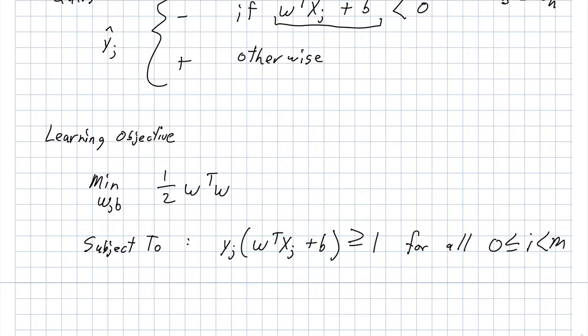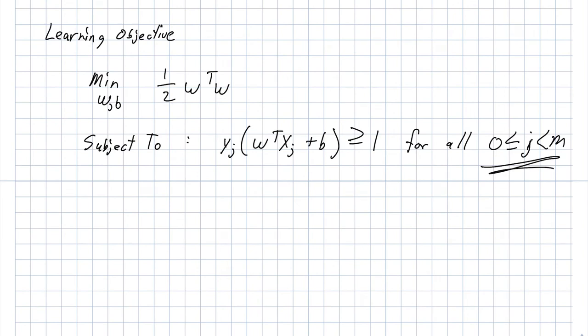Okay, so remember that our j's iterate from 0 to m minus 1, so that's this range here. We have a set of m constraints which look like this. So yj is our true label, so that's either positive or negative 1. What's in the parentheses is our expression of our decision boundary. And then we have this inequality greater than or equal to 1. And that's going to enforce our margin for us. And we'll talk about what that means.